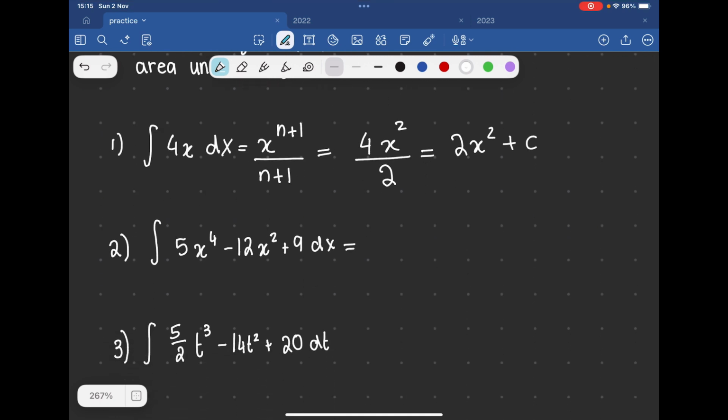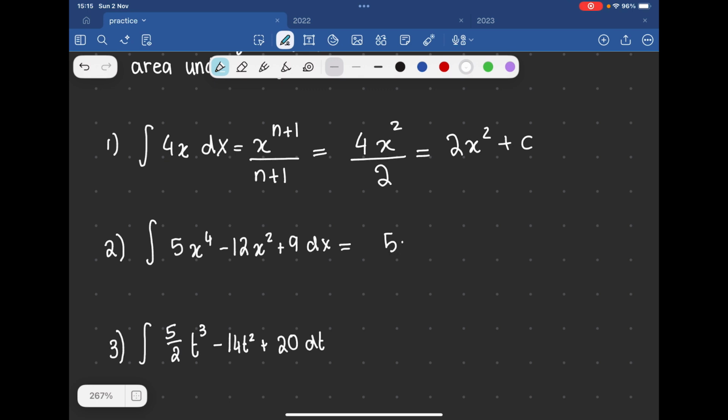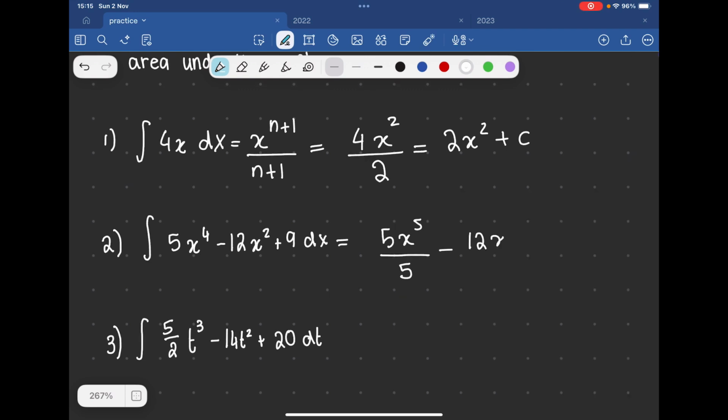Doing the same thing here, let's solve the next two questions. So we're asked to get the antiderivative of 5x to the power of 4 minus 12x to the power of 2 plus 9 dx. So using our formula, we have 5x and we add 1 to 4, which is 5, and we're going to divide by the new power, minus 12x squared. So we have minus 12x cubed, and we're going to divide it by 3, plus 9, which is going to give us 9x.